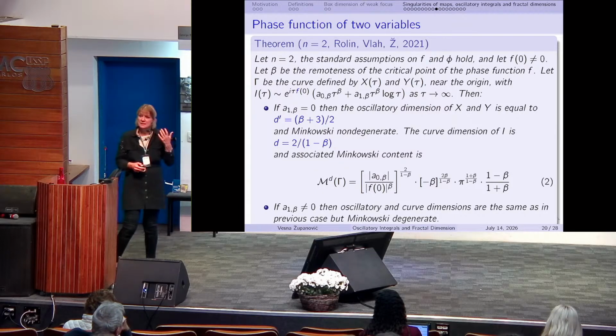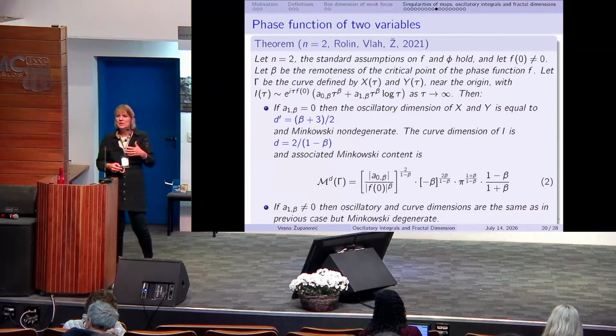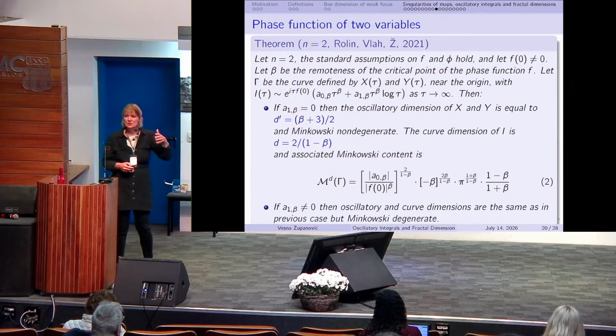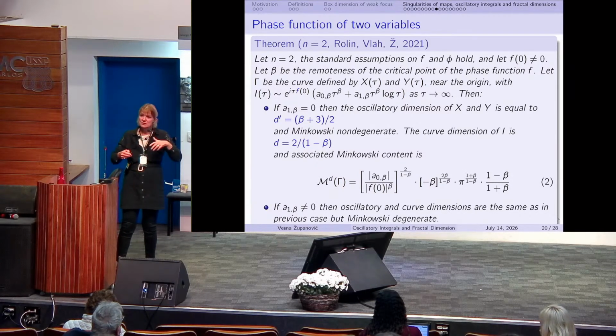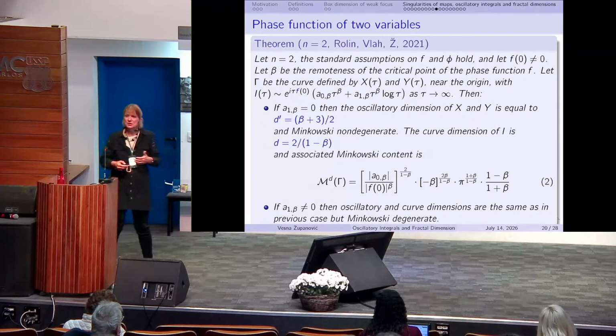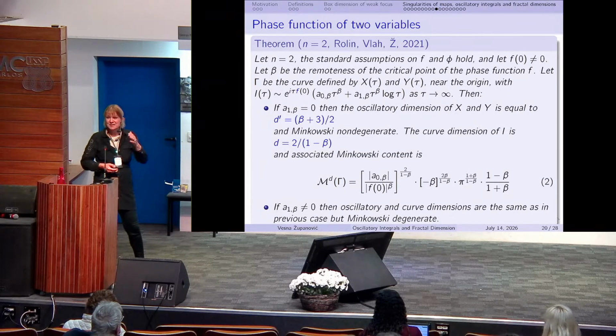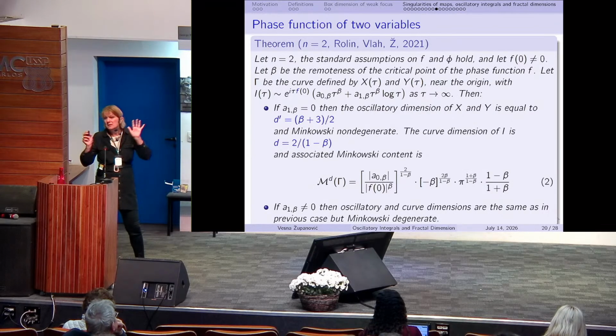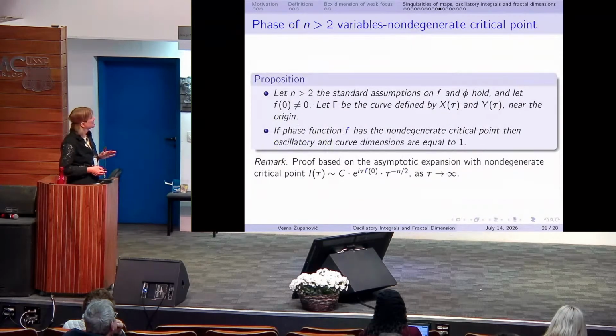But of course, the results could be improved in the style of Michel Lapidus, involving some gauge functions, so that by a new, generalized definition, we can also see these coefficients and generalized Minkowski contents, and we can distinguish cases with logarithmic terms. Here, if you have a logarithmic term, that's it. It's Minkowski degenerate, and we stop here.